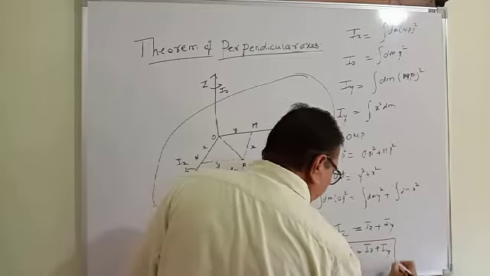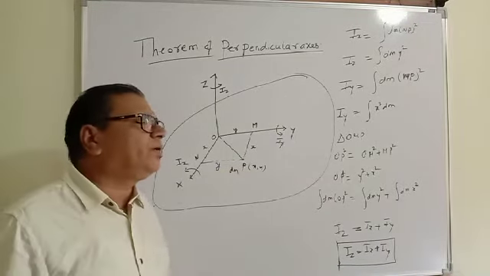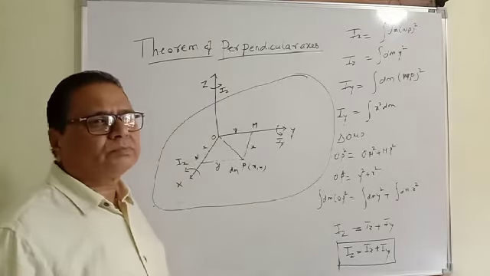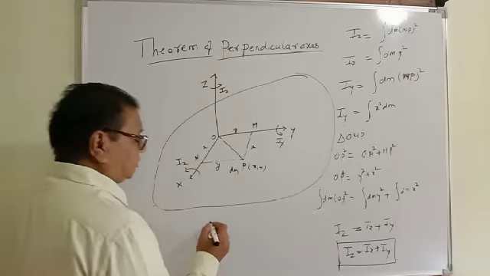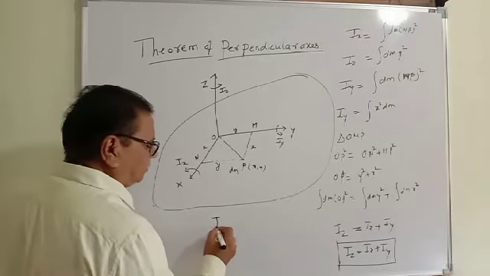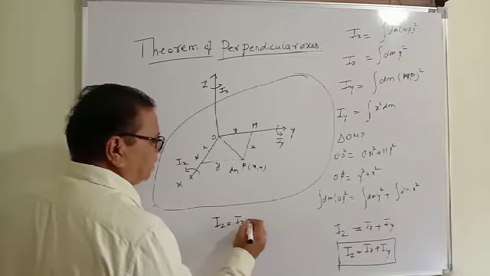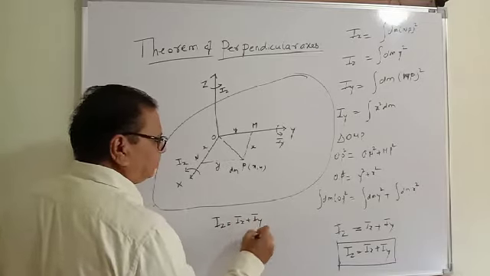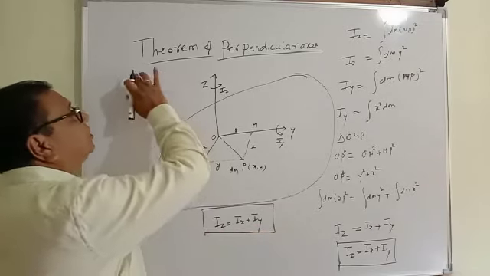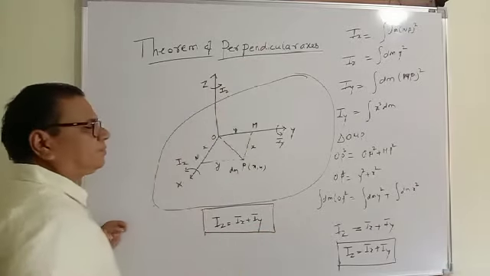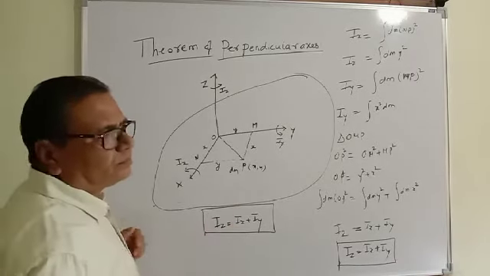So this is the proof of the principle of perpendicular axis. Now let us state the theorem of perpendicular axis. Iz is equal to Ix plus Iy. It is the mathematical statement of the theorem of perpendicular axis. Now let us convert it into words.